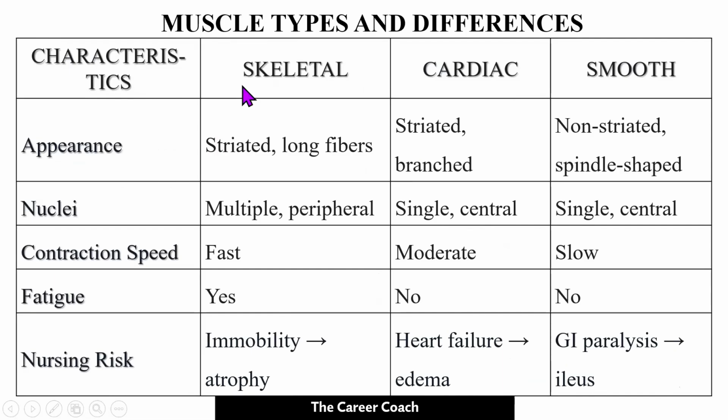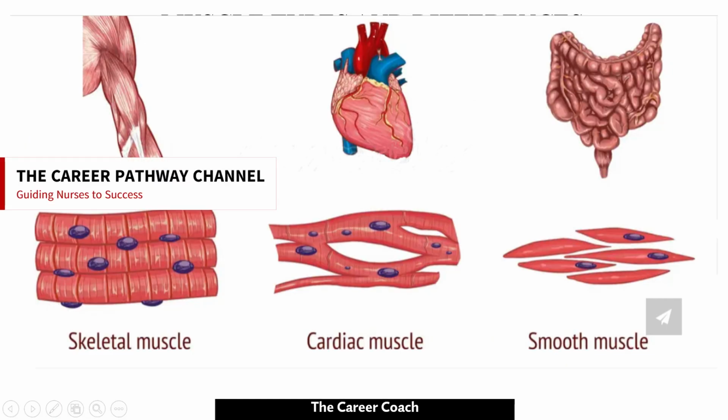We want to look at the characteristics of the muscles and their differences. The first characteristics and difference of these muscles are in their appearance. Skeletal muscles appear striated and long fibered. Cardiac muscles appear striated and branched. Smooth muscles appear non-striated and spindle-like in shape.